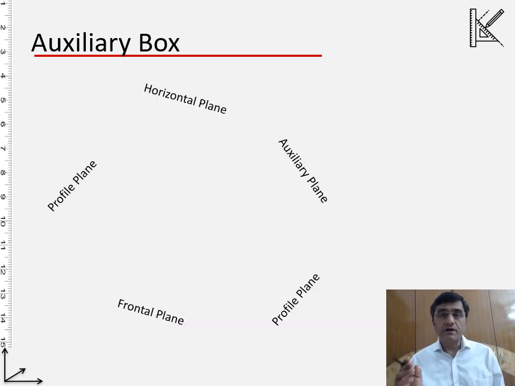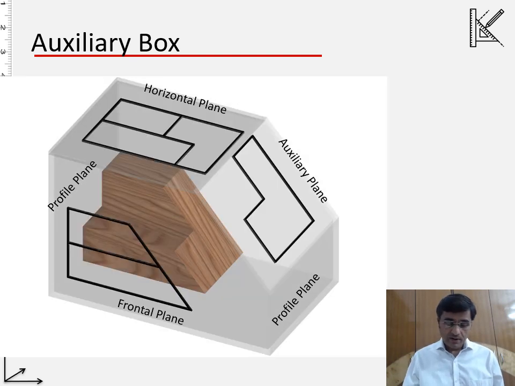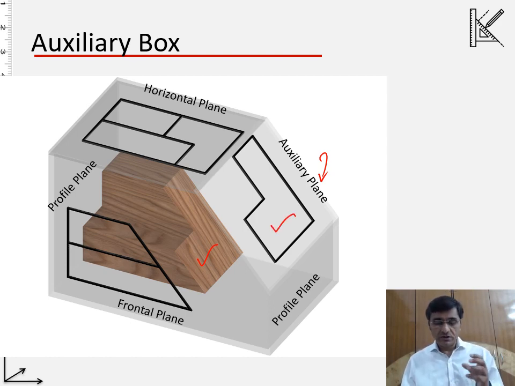Alright, so we will take one more example, and in this example here is the object, and you'll notice that some of the faces of the object are parallel to the principal planes, while this particular face is not parallel to the principal plane. So in this case we need an auxiliary plane, and here is the auxiliary plane, and this is the projection onto the auxiliary plane, so we call it the auxiliary view.